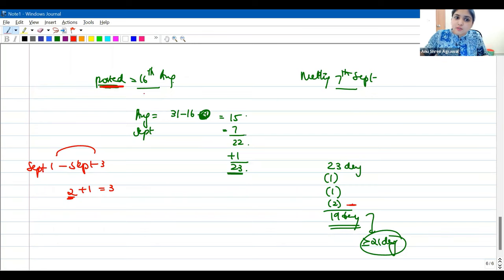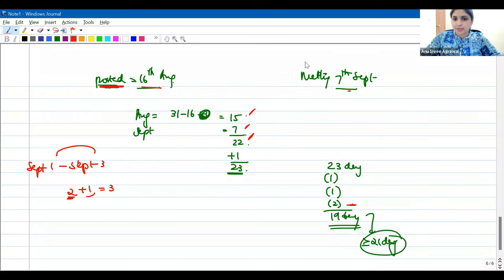Same logic. So 16th August, 7th September, both days included, how many days I'm asking you? August 16 to September 7, total 22. Right? Total 22. Then I want to include both the days. So I will add 1. So 23. Understood, Delna? All right. So this is it about our discussion regarding the notice part.